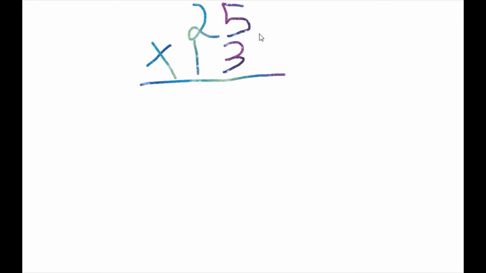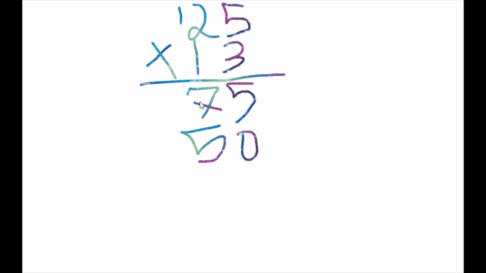So let's start with the second question. 3 times 5 equals 15, so 5 over here, and 1 over here since it's a 10. 3 times 2 equals 6, plus that 1 equals 7. So 75 for our first answer. Now we'll put an X or 0 since that's a 10. I'll put a 0. Now 1 times 5 equals 5. 1 times 2 equals 2. 250 for our second answer.